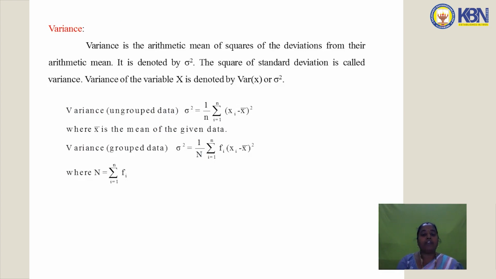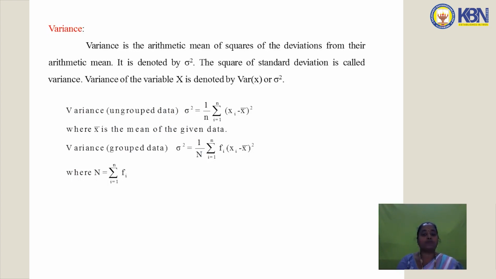And variance. Variance is the arithmetic mean of squares of deviations from their arithmetic mean and is denoted by sigma square. The square of the standard deviation is called variance and is denoted by sigma square. If you want to calculate the variance for individual series, then sigma square is equal to 1 by n summation (xi minus x bar) whole square, where x bar denotes the mean of the given data and n denotes the number of sample observations.